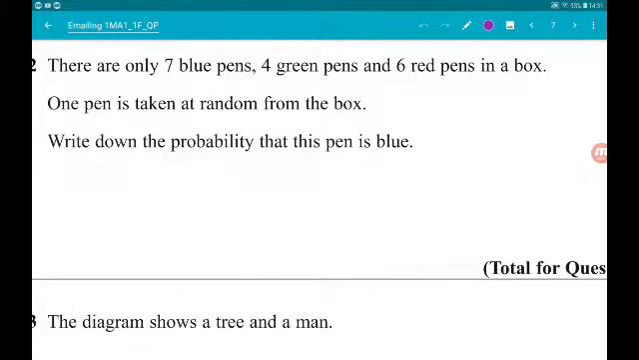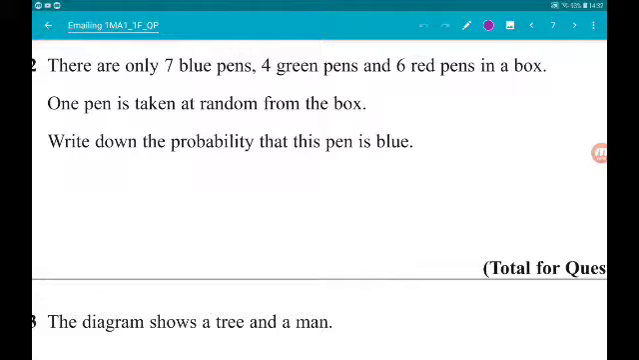Okay, number 12. There are only 7 blue pens, 4 green pens, and 6 red pens in a box. 1 pen is taken out at random. Write down the probability that the pen is blue. Okay, so the way the probability works is, where we can, we always want to use fractions. The top number is the number of things we are interested in, so here the number of blue pens, and the bottom is the total number of things that here, for example, are in the box.